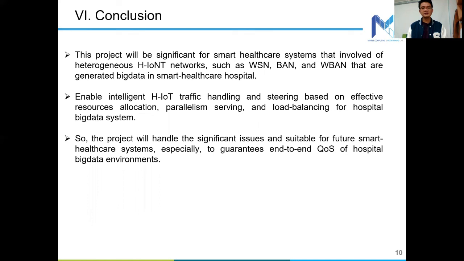It is very important to handle the end-to-end communication traffic to meet the requirements of big data computing. So this project will handle significant issues and is suitable for future smart healthcare systems, especially to guarantee the end-to-end quality of service of hospital big data network environments.